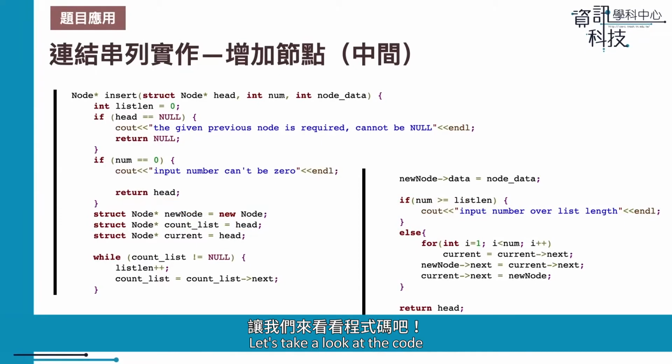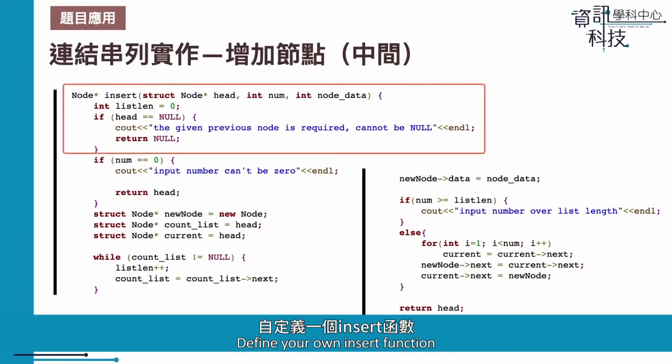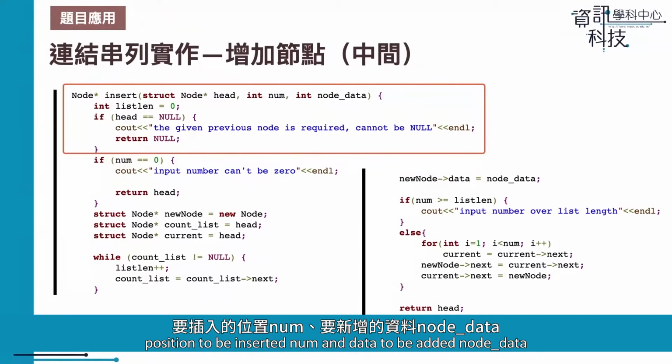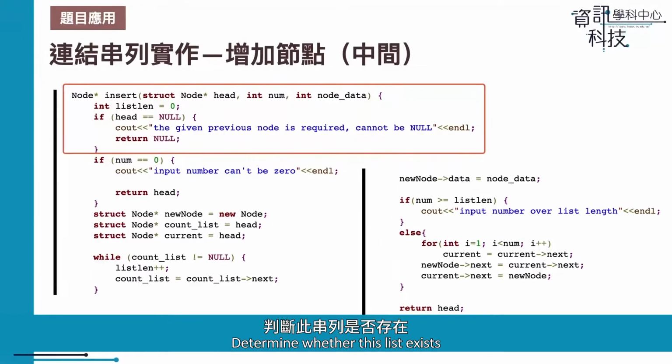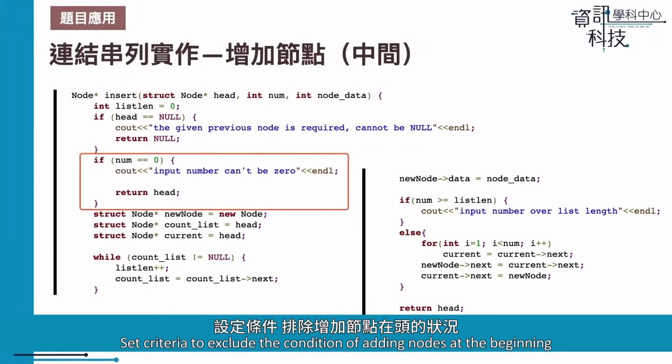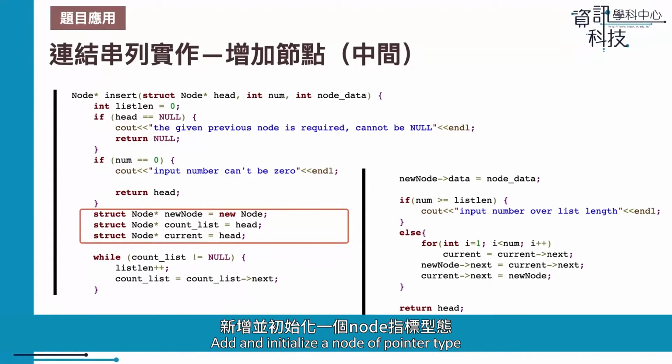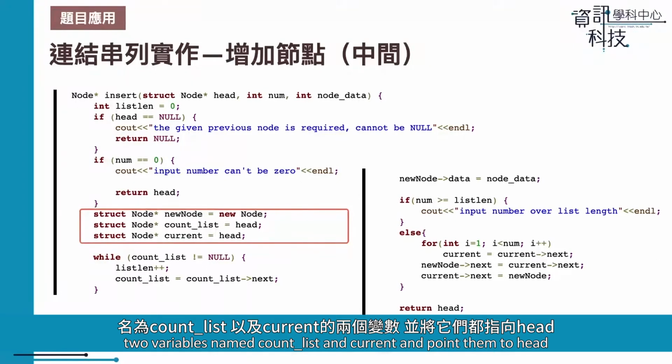Let's take a look at the code. Define your own insert function, which has three parameters that represent the memory address of head of a linked list, the position to be inserted, num, and the data to be added, node data. Determine whether this list exists. Set criteria to exclude the condition of adding nodes at the beginning. Add and initialize a node pointer type variable named new node. Add and initialize a node pointer type, two variables named countList and current, and point them to head.